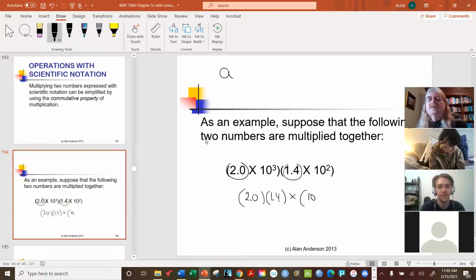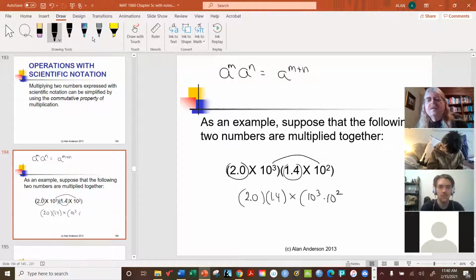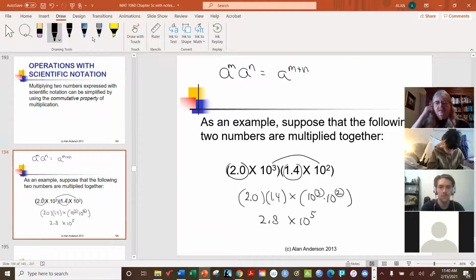if you recall, from earlier in the course, we looked at the so-called product rule. Oh, that's right. So if I combine 10 to the third power times 10 squared, I'm going to get 2.8 times 10 to the fifth, because I'm adding the exponents together. Well, of course. How else could it be? And if you're not sure, your calculator, I'm not sure how it would react to this. Hold on one second. I'm going to see how it reacts.